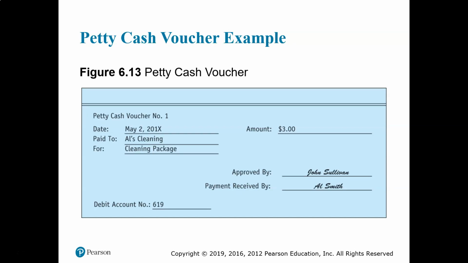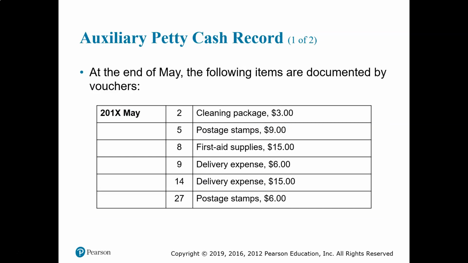Here's a quick example of a petty cash voucher. At the end of May, the following items are documented by vouchers. So you've got all those vouchers, and now you have to do journal entries for all of them to replenish your petty cash fund.